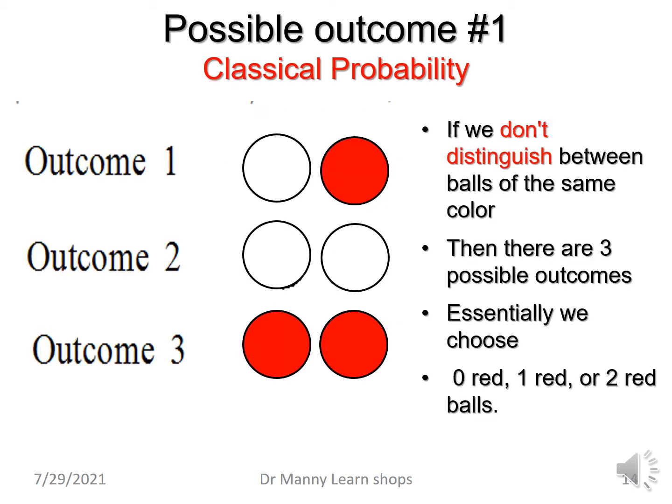Outcome number 1, white and red ball. Outcome number 2, 2 white balls. Outcome number 3, 2 red balls. If we don't distinguish between the balls of the same colour, then there are 3 possible outcomes. Essentially, we choose 0 red, 1 red, or 2 red balls.